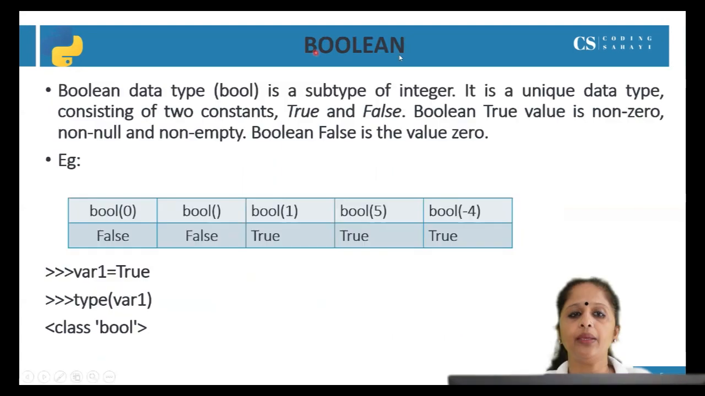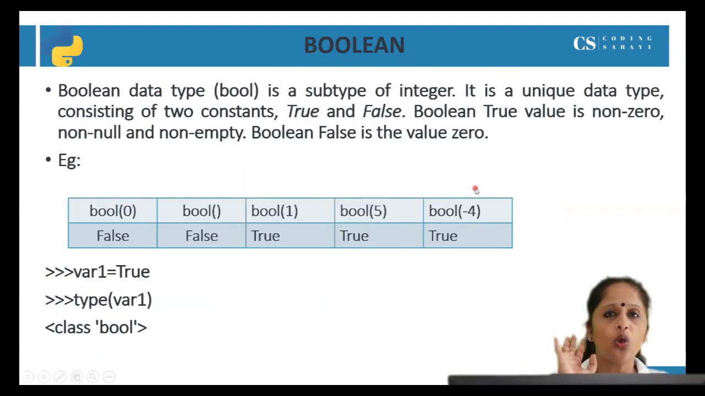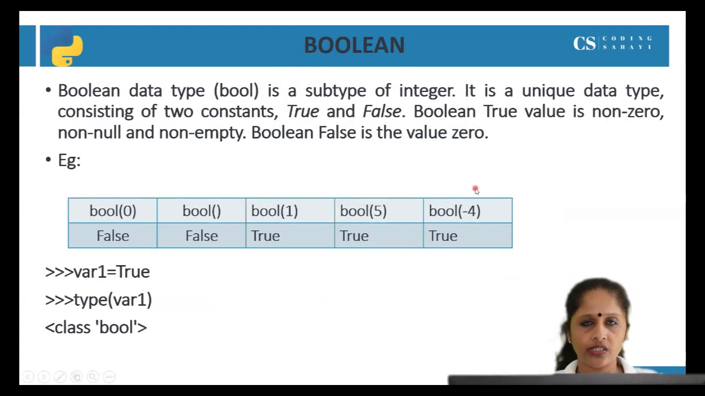So next we have Boolean. The Boolean data type has two constant values, true and false. And remember, while writing true and false, you have to give T as capital and F as capital for false.